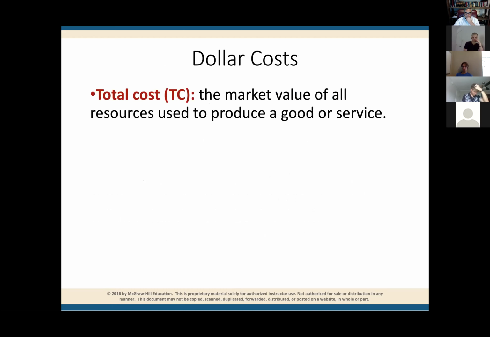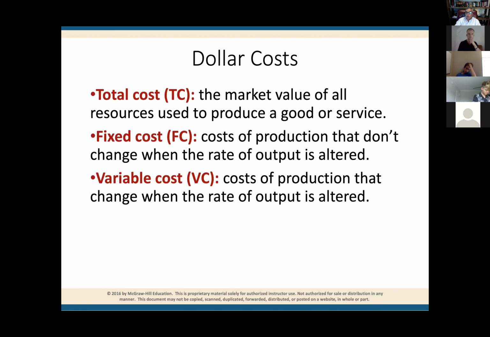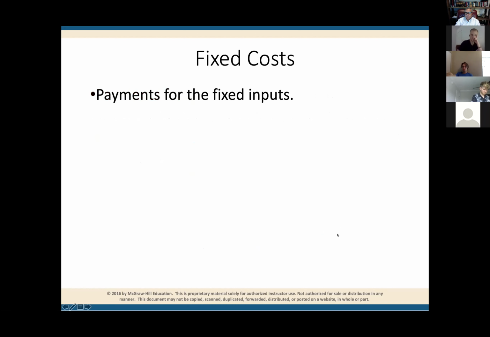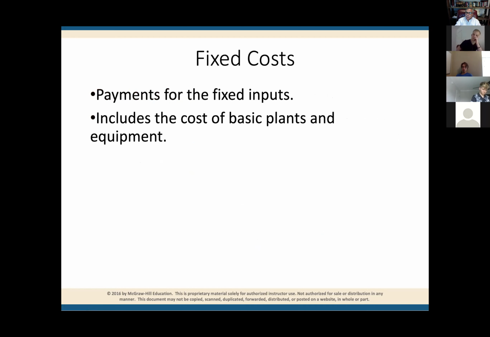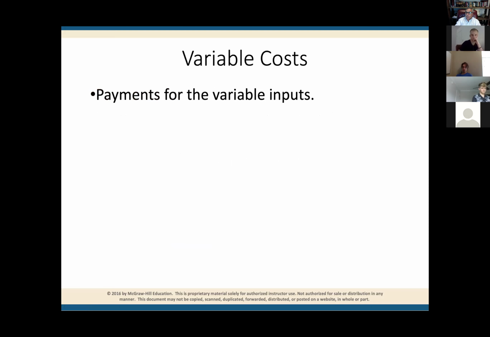So the total cost is the total cost that we incur in producing something. It includes the fixed cost plus the variable cost, which we already discussed. So then total cost is equal to fixed cost plus variable cost. What are fixed costs? They are costs of production that do not change when the output changes. And the variable cost is the cost of production that changes when the rate of output changes. So then the payments for the fixed cost are fixed. Doesn't change. The cost for the plant, for the equipment, you have to pay them even if production is 0. They do not increase or decrease if you change your output.